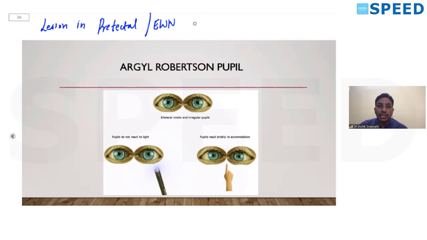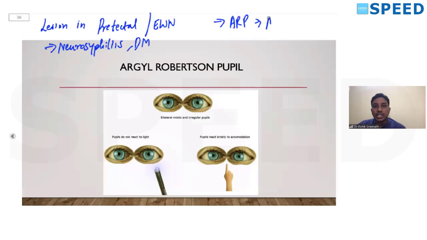The important causes for Argyll-Robertson pupil include neurosyphilis and diabetes. Earlier neurosyphilis was the leading cause for Argyll-Robertson pupil. Now diabetes is the leading cause. So the lesion is either in the pretectal nucleus or in the Edinger-Westphal nucleus. How will you remember Argyll-Robertson pupil? ARP stands for accommodation reflex present.